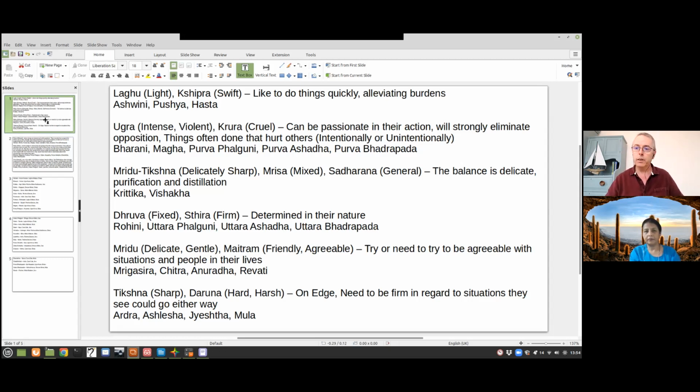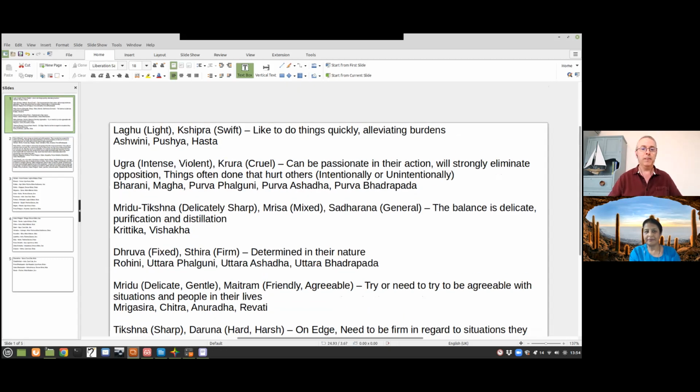And then for the next one, I imagine we're covering the text over, so I'm going to scroll down a little bit there. There we go. The next category is the Ugra and Krura category.